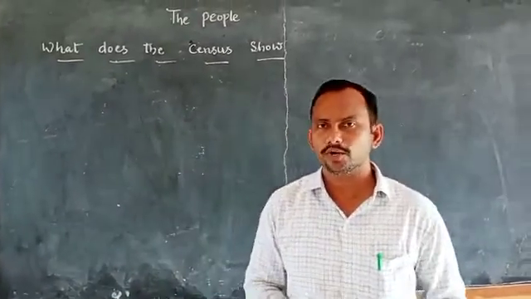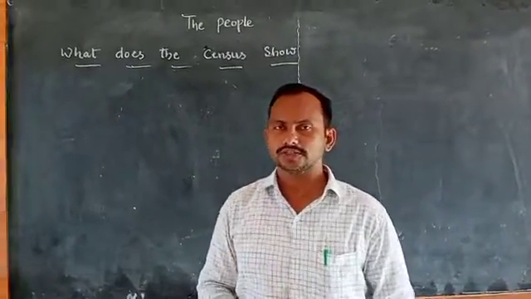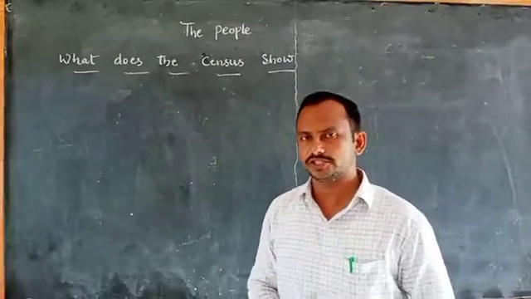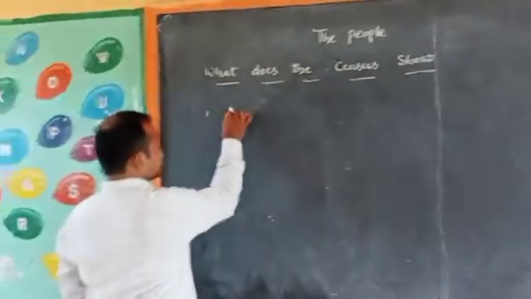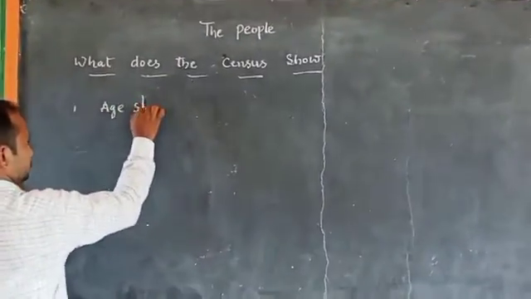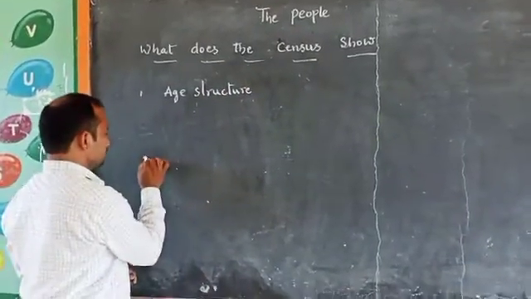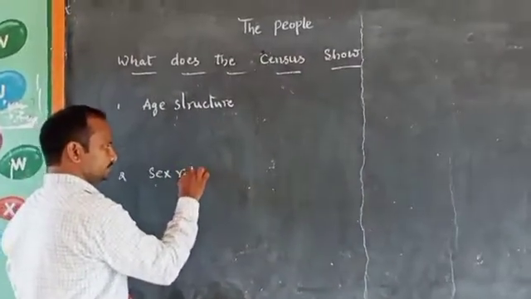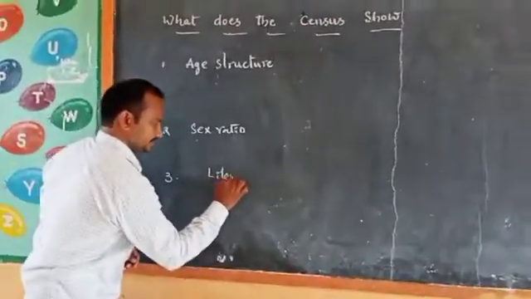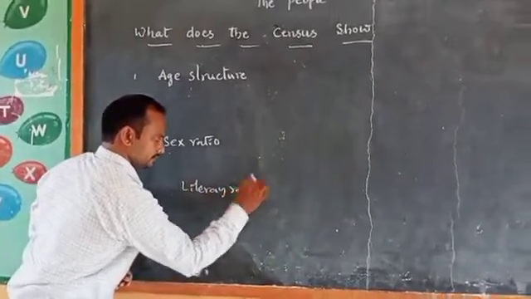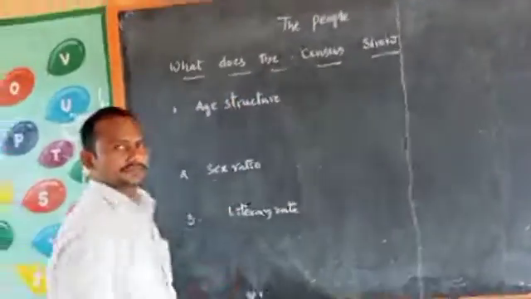Now we are going to know what the census shows. I already taught this in the previous class. Once again, I am just reminding you: the census shows the age structure, as well as the sex ratio, and the census shows the literacy rate. Already we discussed the age structure.